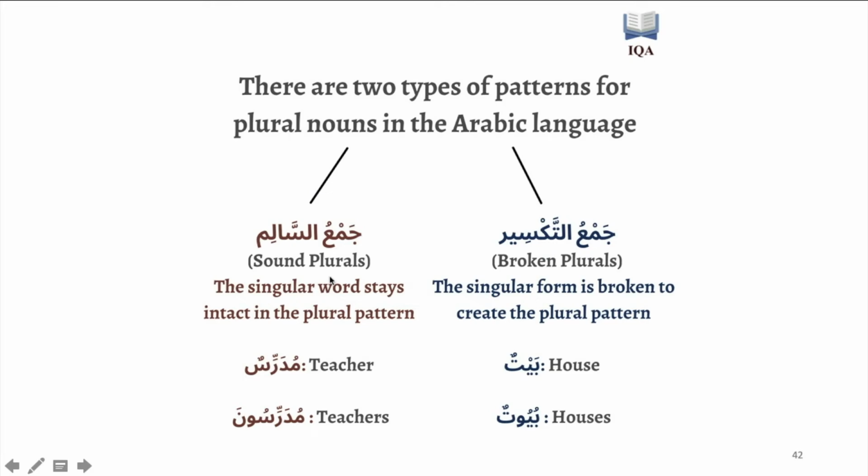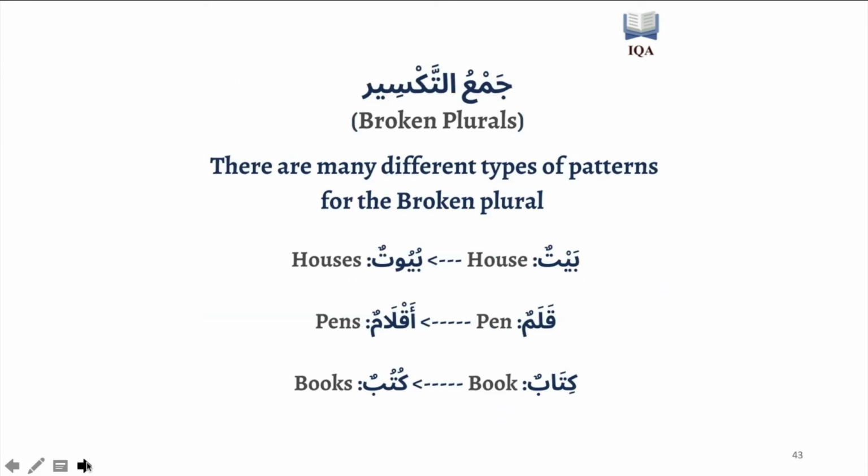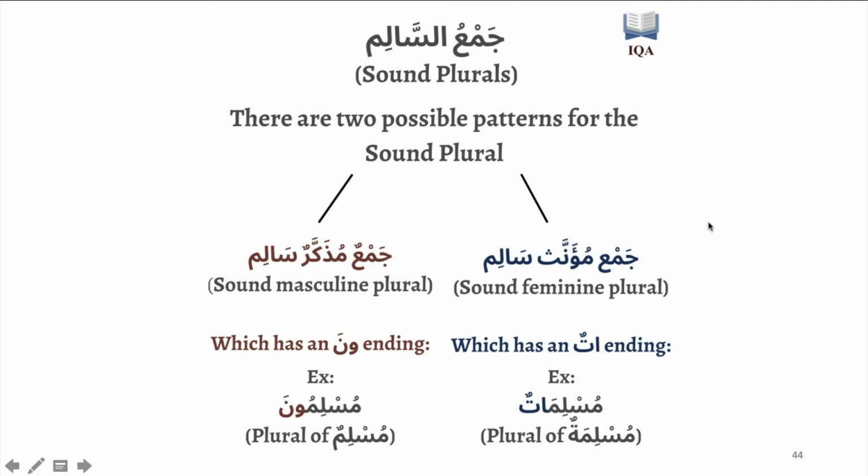What about if it's a Jam' al-Salim, a sound plural? Well, if it's a sound plural, it's going to follow a specific pattern. For the Jam' al-Salim, there are two possible patterns: the Jam' al-Mudhakkar Salim and the Jam' al-Mu'annath Salim, the sound masculine plural and the sound feminine plural. The sound masculine plural are nouns that are masculine, which have their plural form on the pattern of una at the end. So Muslim becomes muslimuna. Mudarrisun becomes mudarrisuna. These words are always going to have their plural on this specific pattern where you're just adding una at the end. Muslim, muslimuna, muhandisun, muhandisuna, mudarrisun, mudarrisuna, and this goes on.